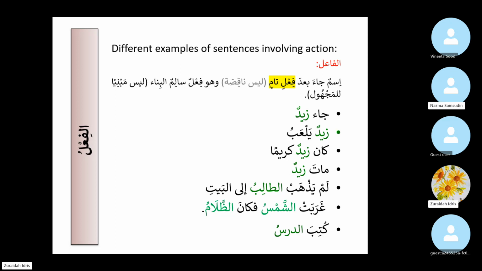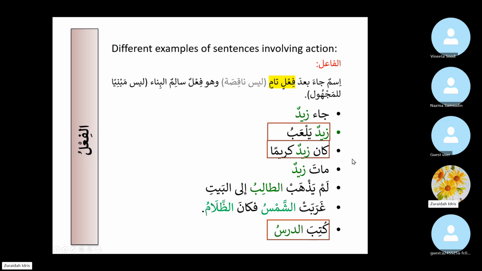Zaid is playing, so he is the doer, right? Well, it's one of the sentences with the word is in it. So it's a jumlah ismiyah. So what would Zaidun be then? Mubtada, just now. Yes, that's right. So these are the three that are not fa'il.